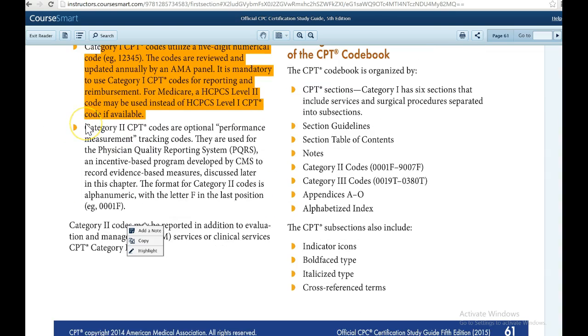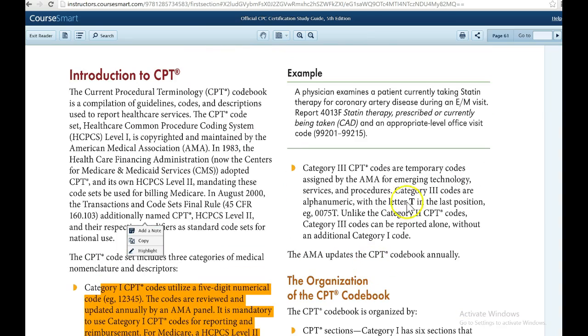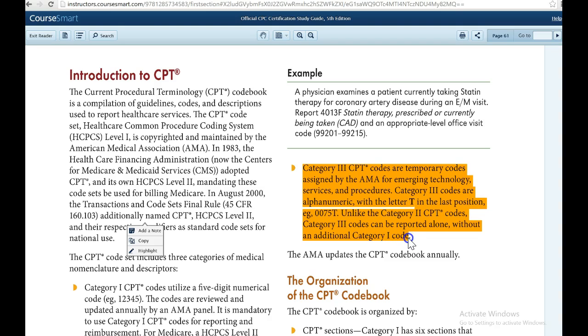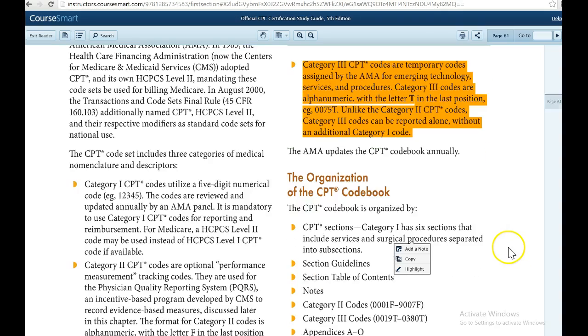CPT category 2 are optional performance measures or tracking codes. Y'all remember that one, and they have an F at the end of that code. Then you have category 3 CPT codes, and these are those temporary codes assigned by the AMA for emerging technology services and procedures. Category 3 codes are alphanumeric with a letter T in the last position. So you remember that's how you recognize an emerging technology code.